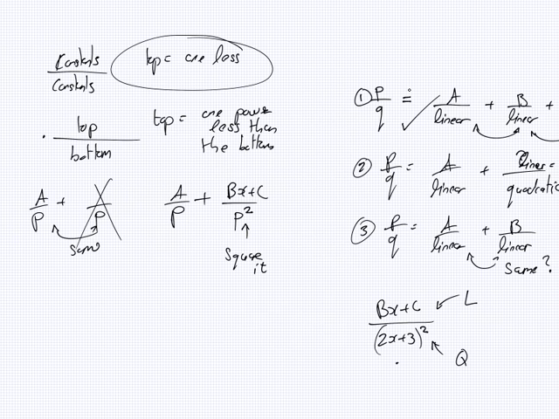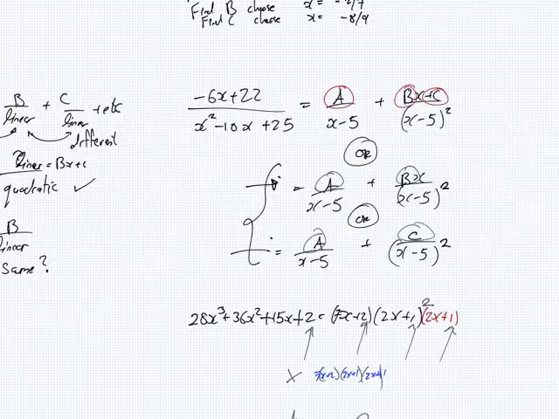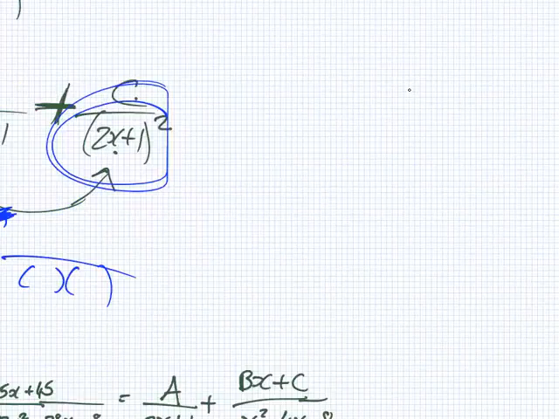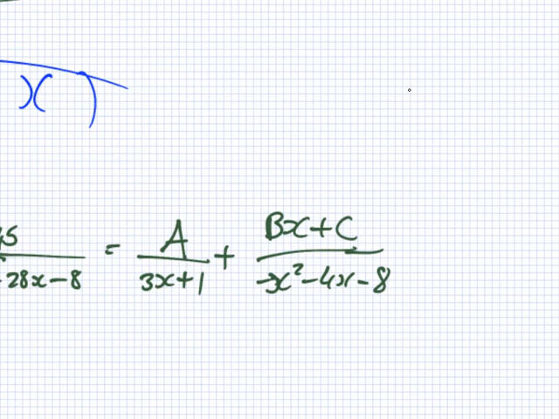I said the top should be 1 power less than the bottom. So if it's a quadratic, the top should be linear. I also said the number of coefficients on the top should be 1 less than what's on the bottom. What have I got on the bottom? A quadratic. So what should I have on the top? A linear. How many coefficients do I have on the bottom? 3. So on the top I should have 2.